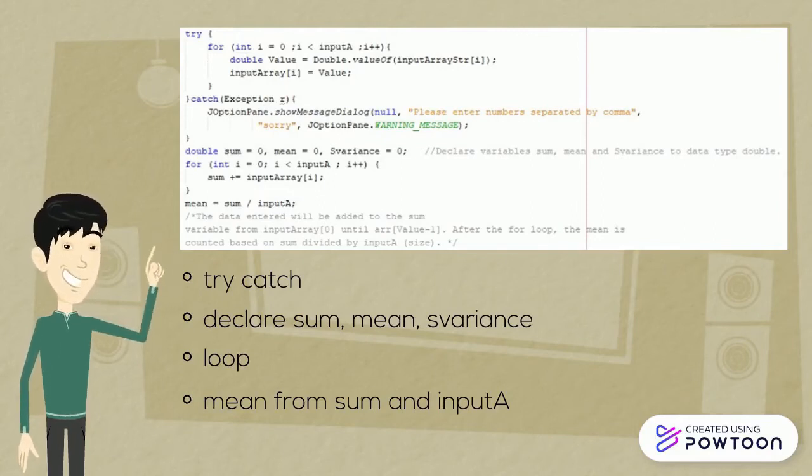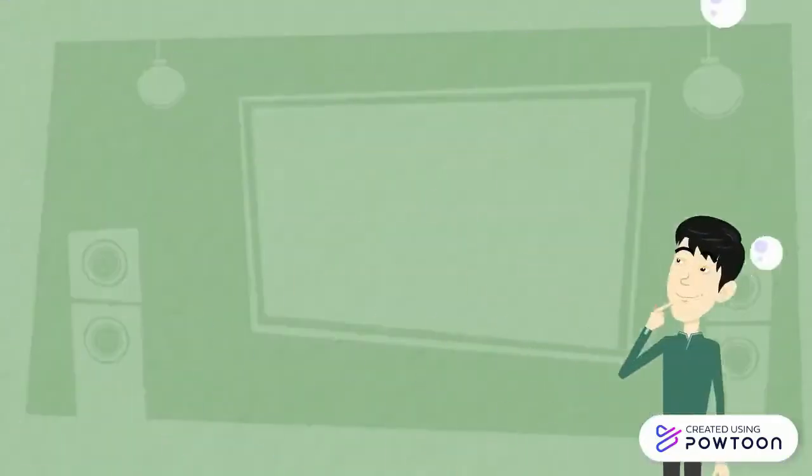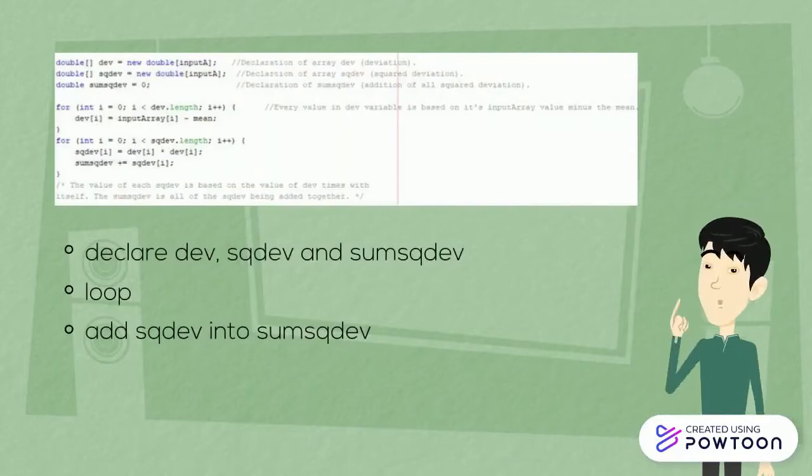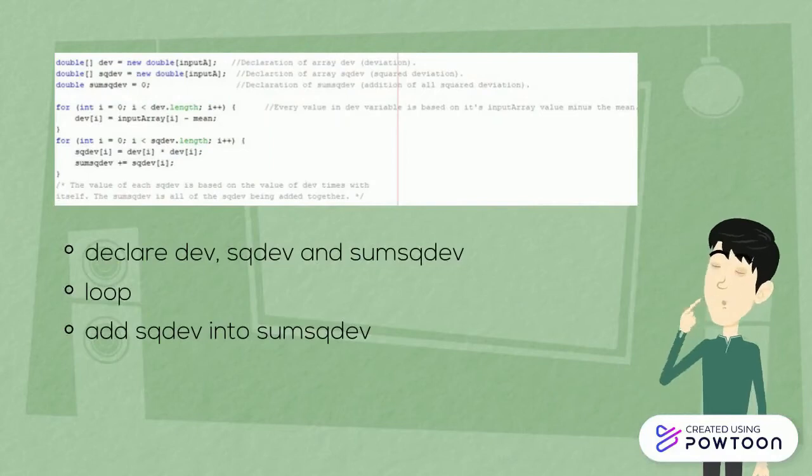It will come down to this part: the declaration for sum, mean, and sample variance. A for loop obtains the total sum for finding the mean, which uses the sum divided by input A, which is the length of the array. This deviation, square deviation, and sum square deviation declaration are going to help us find the sample variance.